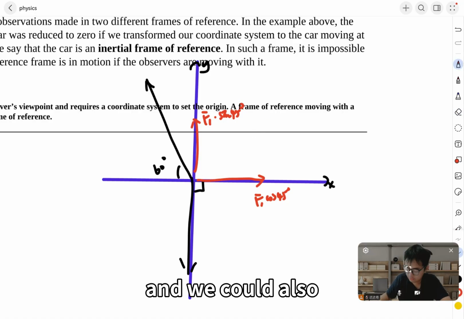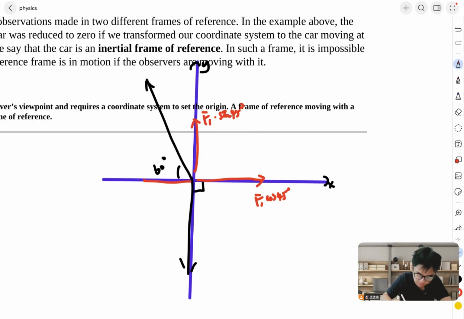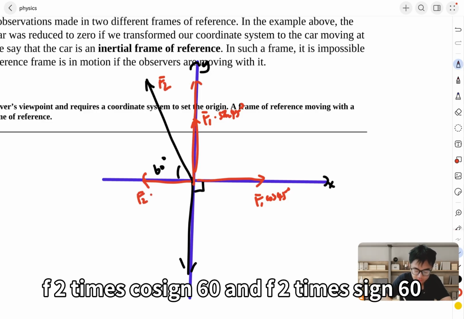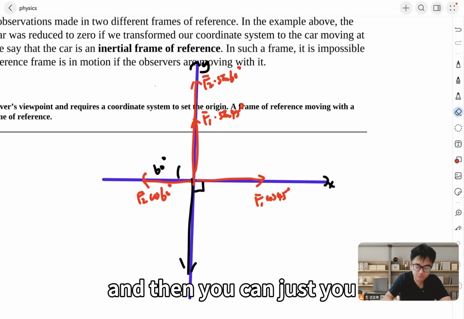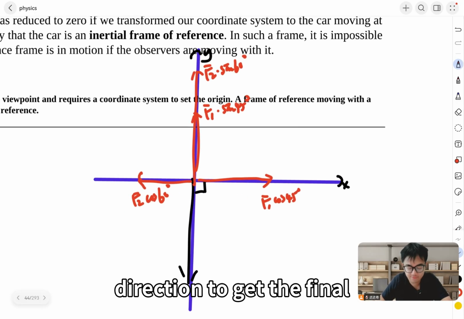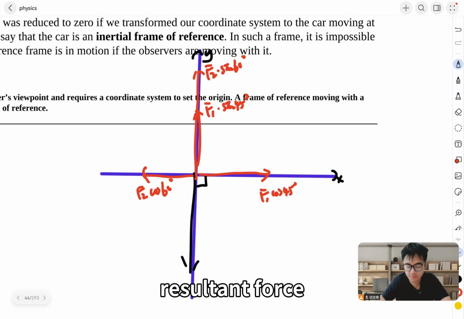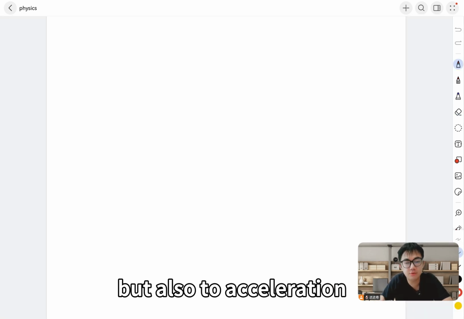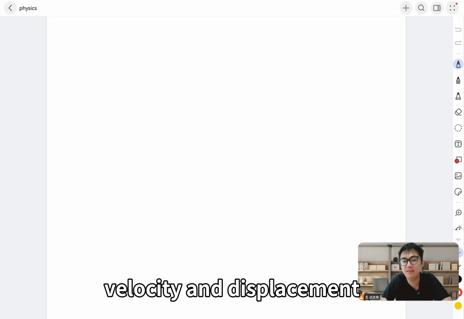And we could also decompose this force as F2 times cosine 60 and F2 times sine 60. And then you can combine them in the horizontal and vertical directions to get the final resultant force. This method applies not just to forces, but also to acceleration, velocity, and displacement.